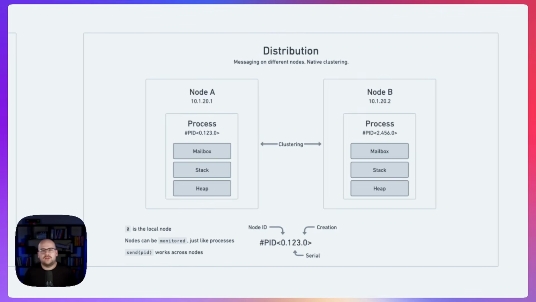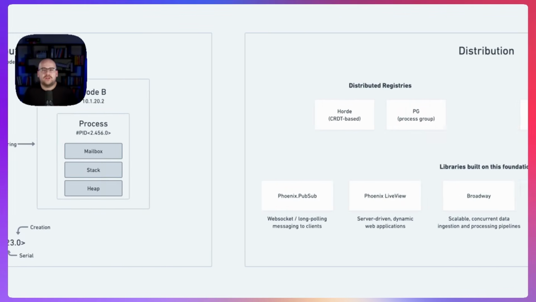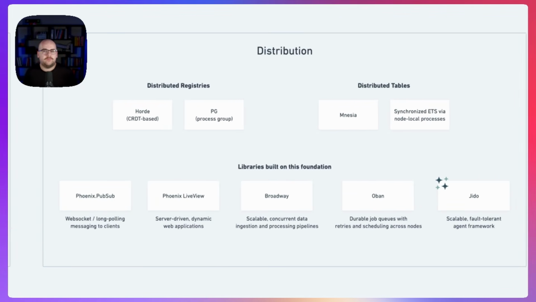Now, over the years, solutions have been developed to bring single node concepts to distributed environments, including distributed registries and distributed tables. And combining all of these native capabilities, the ecosystem has been given some incredible libraries. Phoenix PubSub and channels provide WebSocket and long polling messaging to clients. Massive applications like Whatnot rely on this every single day.